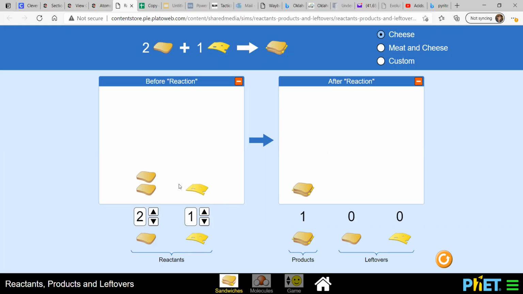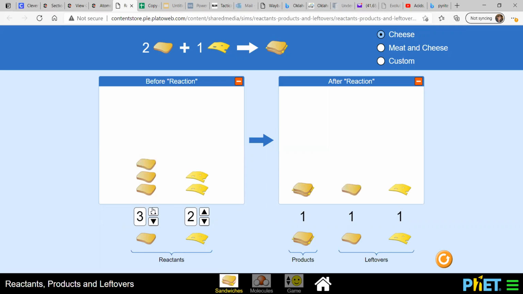So we have the reactants, which is bread and cheese. We have 2 slices of bread and a slice of cheese. Those are the reactants. And then you have the products, which are leftovers. Now let's see if you add another slice of cheese. It could only react with each other to produce a sandwich, and that extra slice of cheese was leftovers.